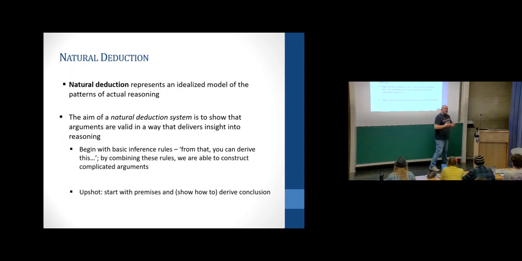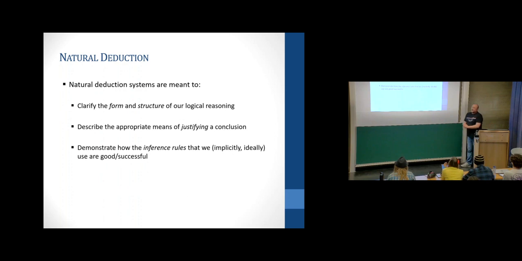But again, the important thing is just to see what the basic idea is. It's literally showing us, starting from these, this is what you can get to. So what are they meant to do? Well, they're meant to clarify the form and structure of a good argument, of a logical chain of reasoning. They can describe the appropriate means of justifying a conclusion, given some premises. How is it that these premises actually get you to the truth of the conclusion?